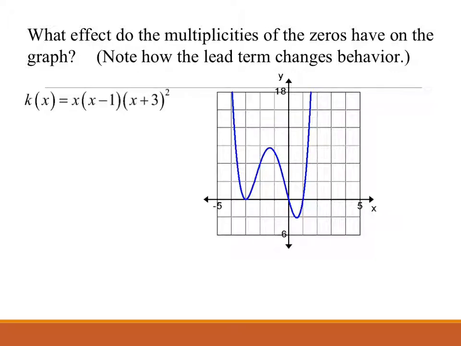Okay, so we notice that the lead term is x to the 4th. It's positive, so it has to go up, as you can see. And then the zeros: x is equal to 0 and x is equal to 1 with multiplicity 1, and x is equal to negative 3 with multiplicity 2. So you can see at negative 3 we're going to touch the x-axis, but we're going through the x-axis at 0 and 1.